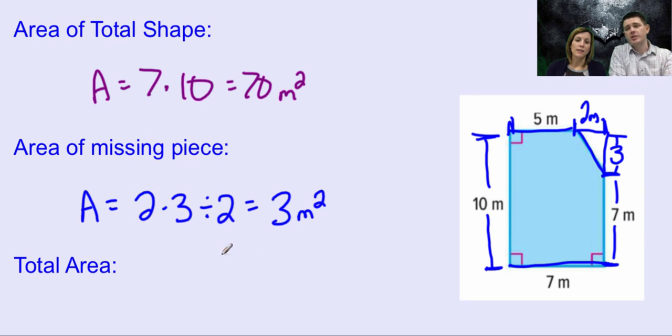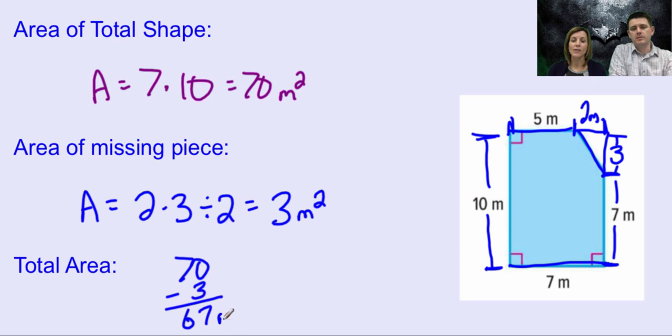So it was nice. She took a very small piece for us. So we're going to subtract 70 meters squared minus 3 meters squared, giving us 67 meters squared for the total area of our oddly shaped figure, our irregular polygon.